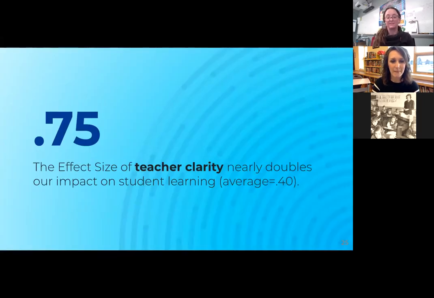And the effect size of teacher clarity that was discussed in an earlier session nearly doubles our impact on student learning. So if the average is 0.4, teacher clarity will provide a 0.75 effect size. So this can be very meaningful for our students.